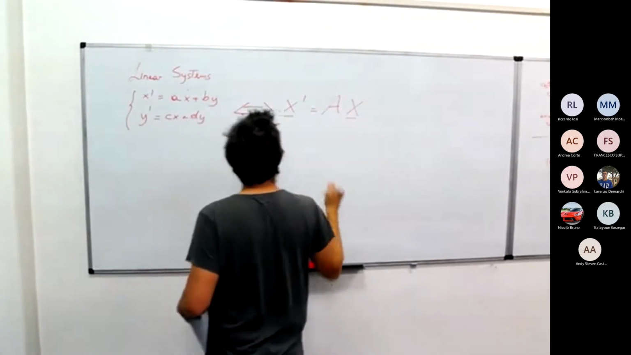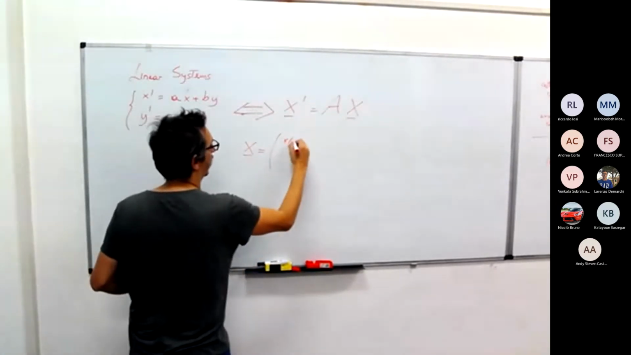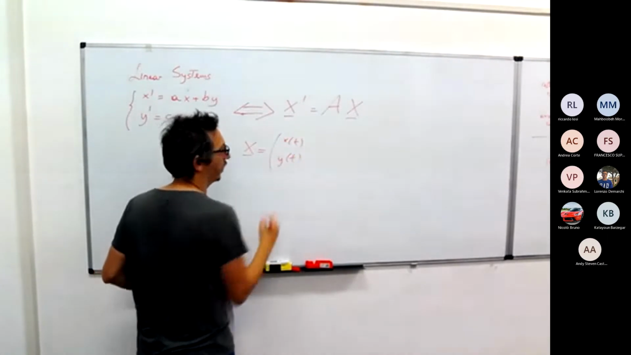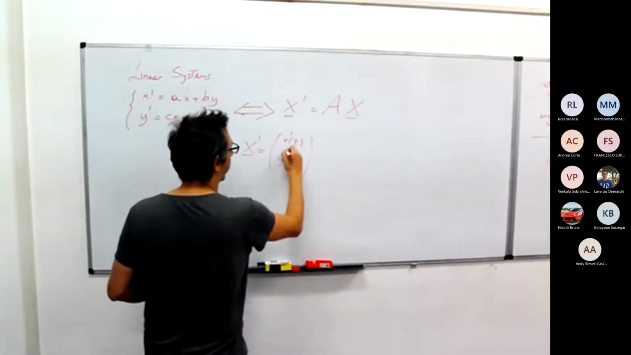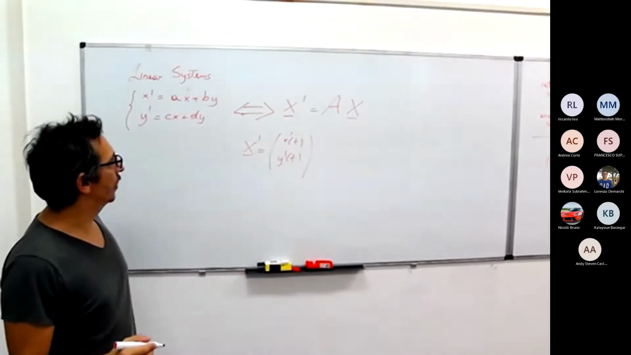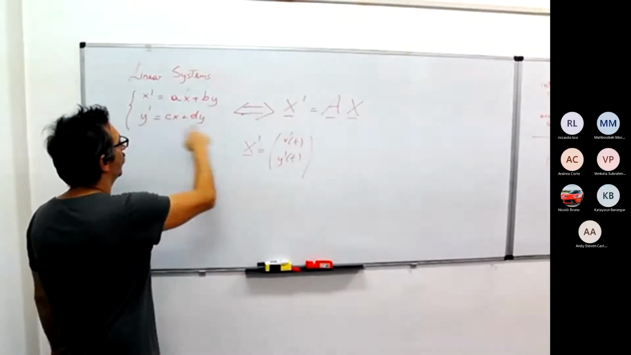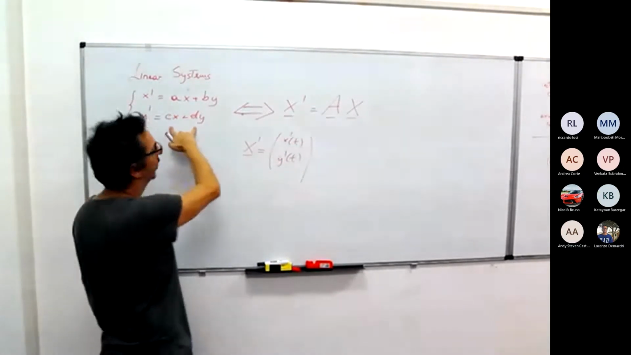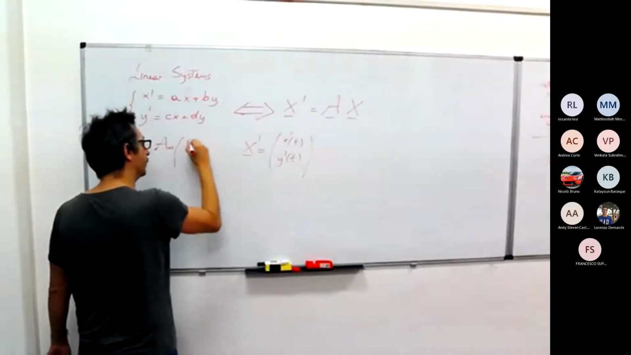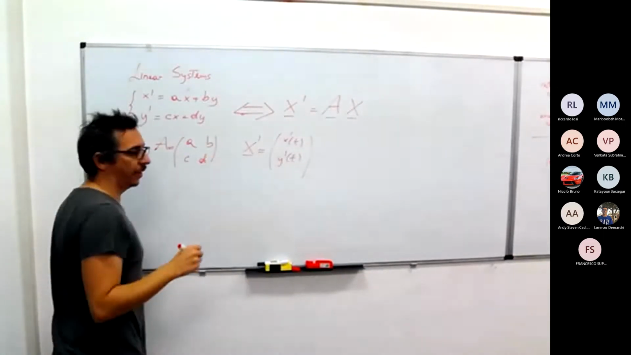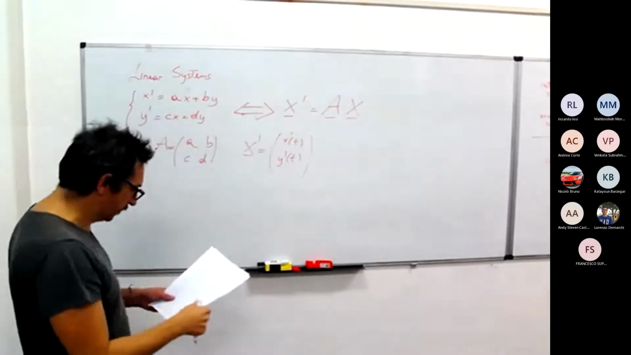A x, where this x is a vector whose components are x of t and y of t. And of course, x prime is a vector whose components are x prime and y prime of t. And finally, this A is a matrix, which corresponds to the matrix of the coefficients of the linear system. So this A is again the matrix that I wrote before, whose entries are a, b, c, and d, the coefficients of the linear system.